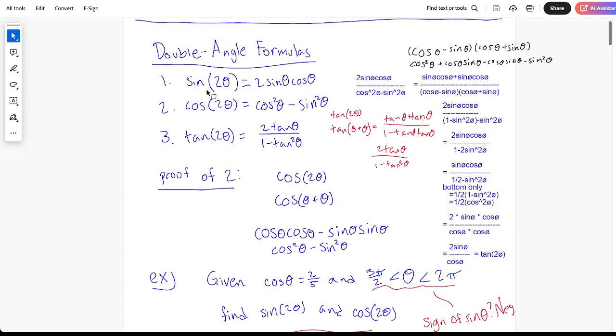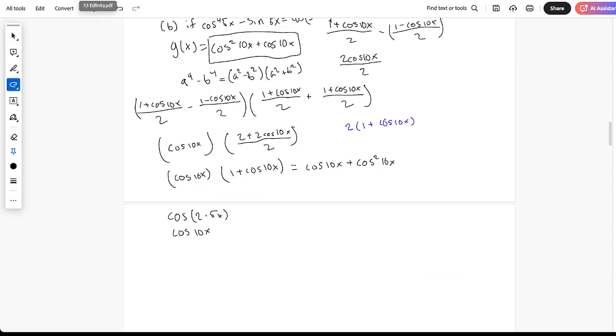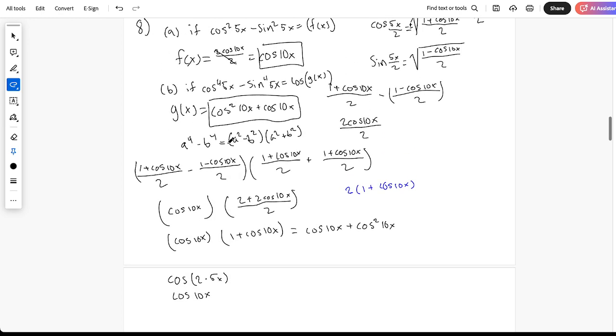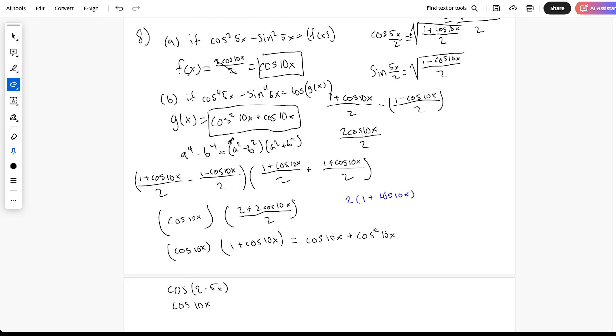Because, okay, we've got the double angle formula, right? No, the double angle formula of the cosine. So it's the cosine of 10x. And so technically, that, right off the bat, equals f of x, right? Or do I need to solve for x?